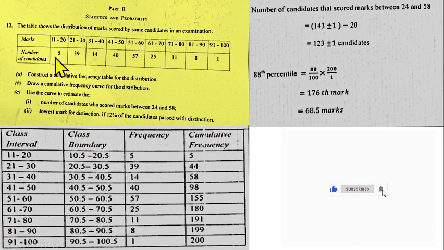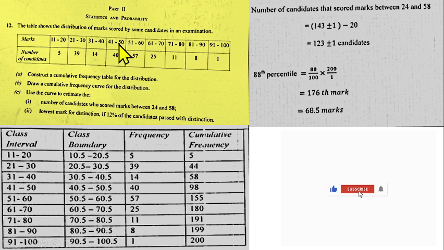Question number 12 is from cumulative frequency curve. Ogive is from cumulative frequency curve. We are given this table that shows the distribution of marks scored by some candidates in an examination, and the mark is given as a class interval from 11 to 100, and their frequencies are also given. We have to construct a frequency table for this distribution, draw a cumulative frequency curve, which is ogive. Then from the graph, we have to find these.